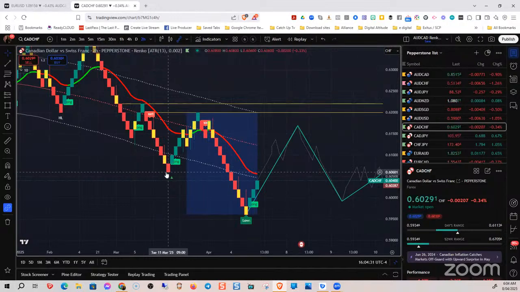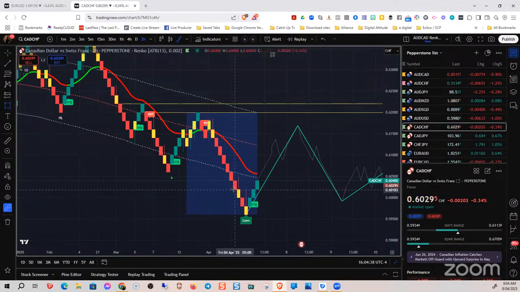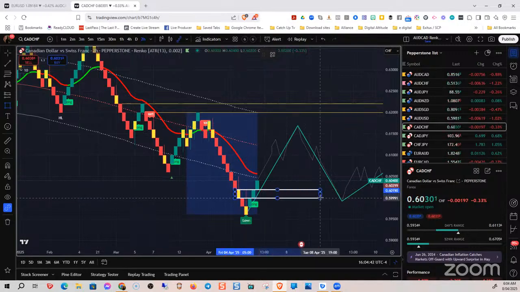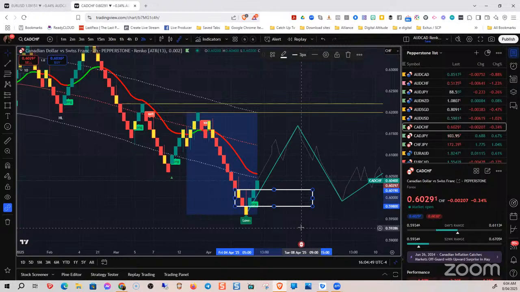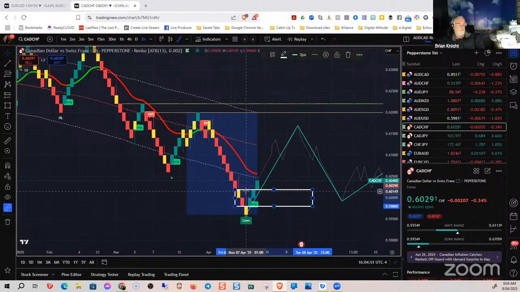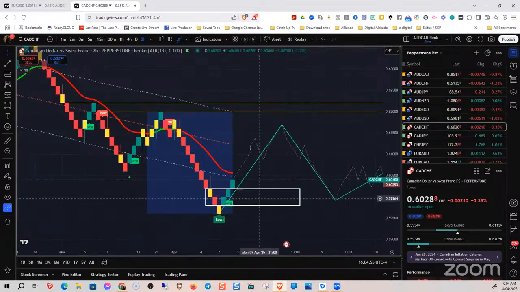Now take the yellow candle. See the yellow candle? That one right there, yes. Down to the other yellow candle, but cut the yellow candle off. There you go. That's your setup. You see it's broken with your red. You should be in the buy. I am in the buy.